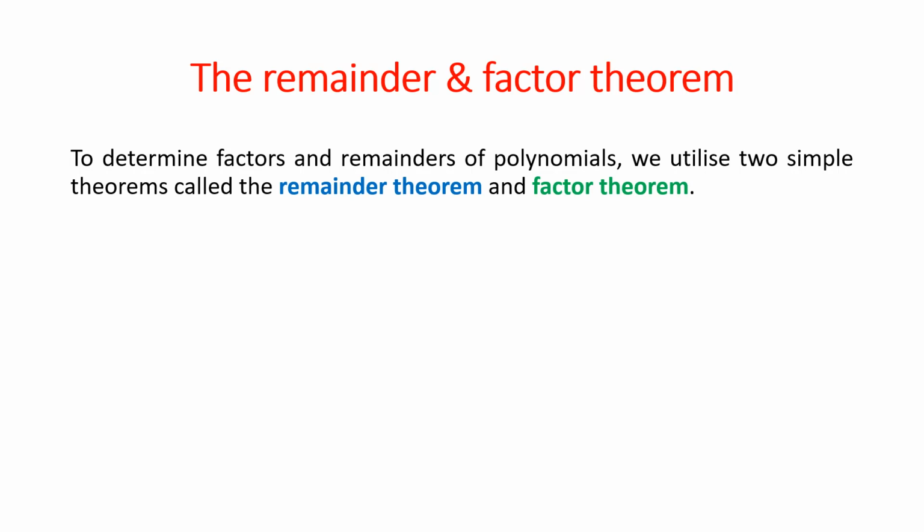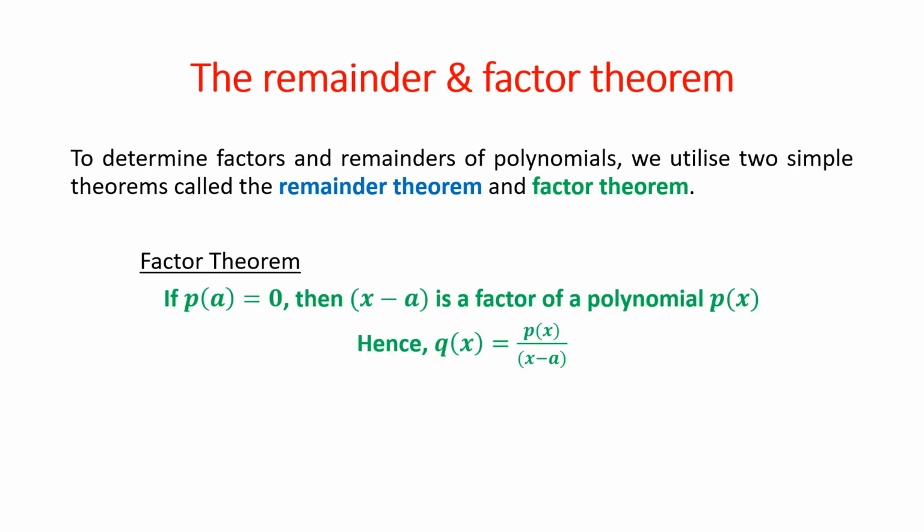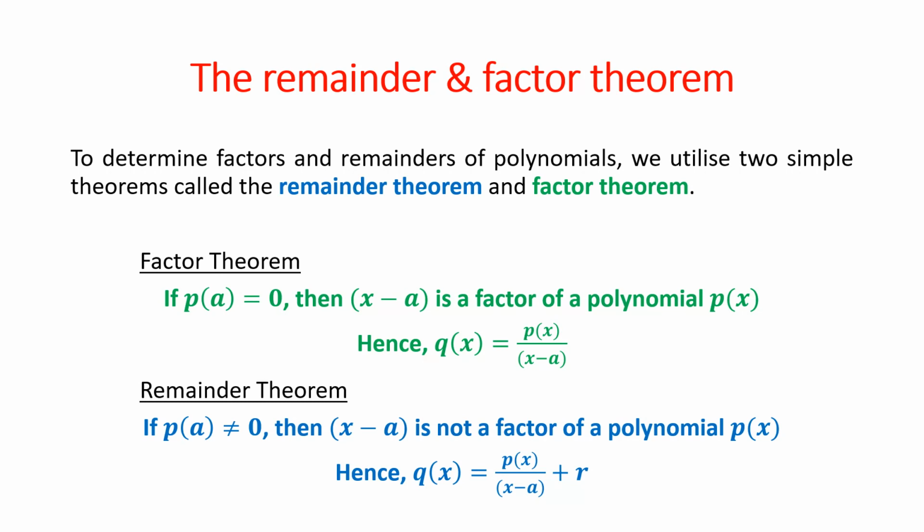Right, to determine factors and remainders of polynomials, we're going to utilise two simple theorems called the remainder theorem and the factor theorem. Here's the factor theorem and here's the remainder theorem. Now, I've simplified it. It's a bit more complicated than what I'm going to explain right now, but basically I'll try and make it pretty simple. If we substitute a value of a into a polynomial p and we get 0, then we know that x minus a is a factor of the polynomial. And if I went to divide the polynomial by my factor, I'd end up with no remainder because it's a factor.